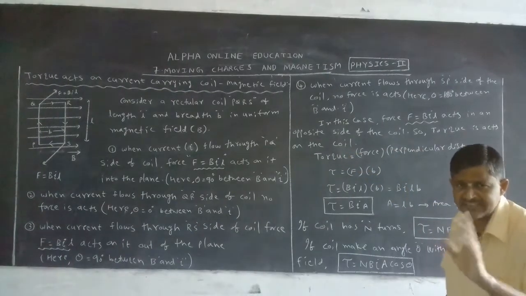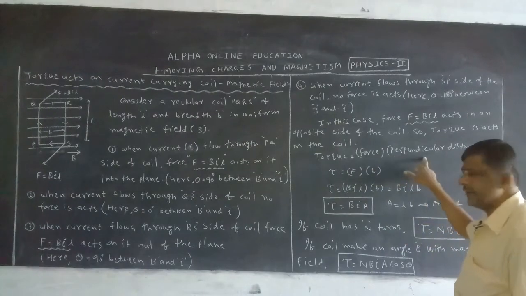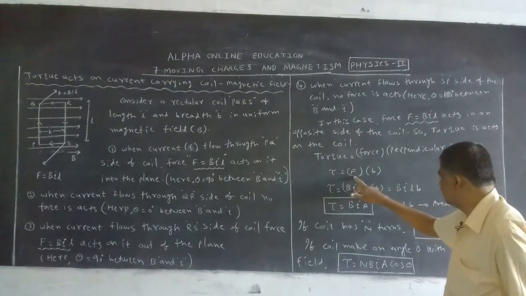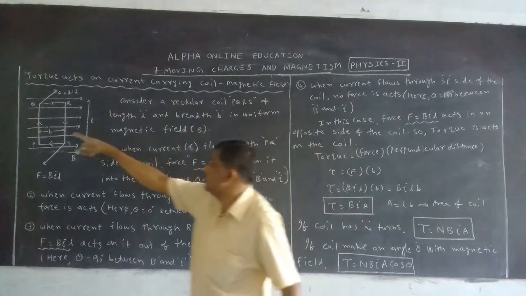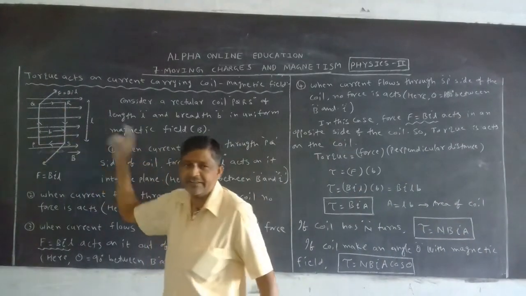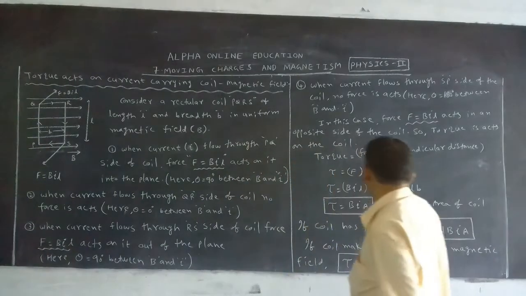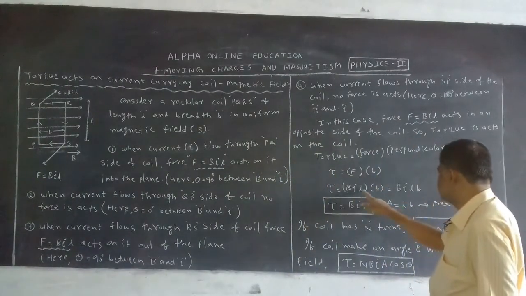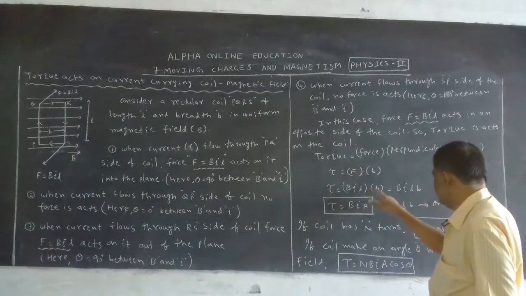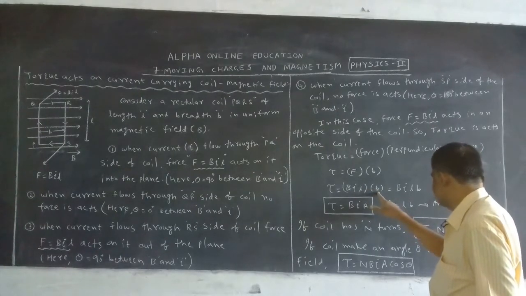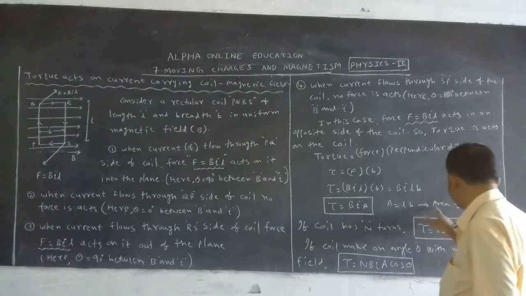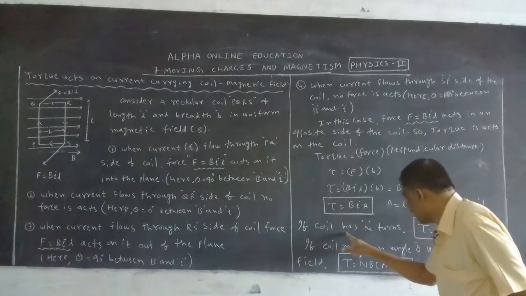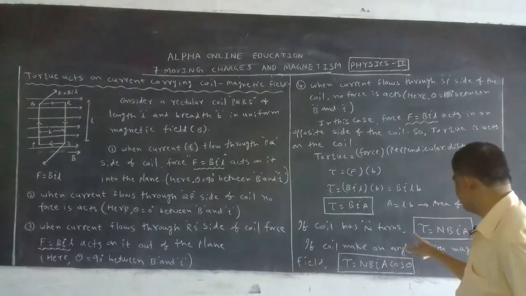Just now we can say what the torque is: force into perpendicular distance. What is the force F? Perpendicular distance is B. For this force, this is the perpendicular distance. So what is F? F is equal to BIL. Right, BIL into B. Here L is length, B is breadth. Length into breadth is area. A is equal to LB, the area of the coil.